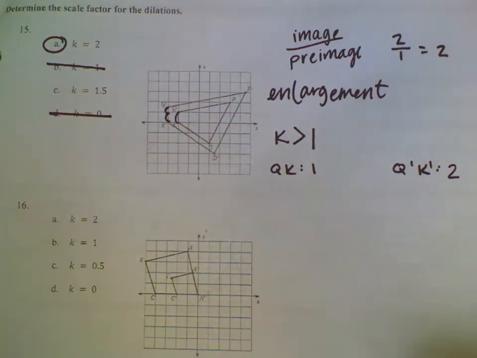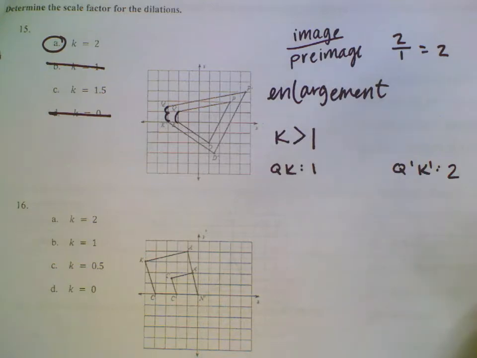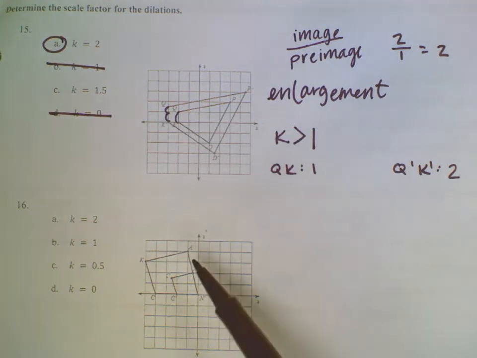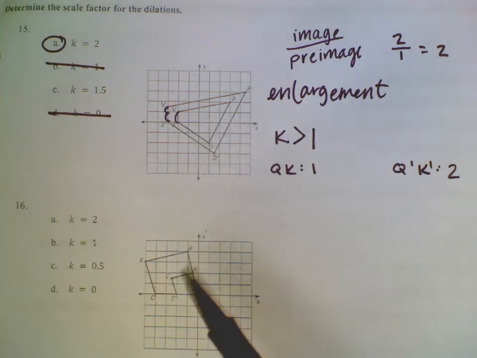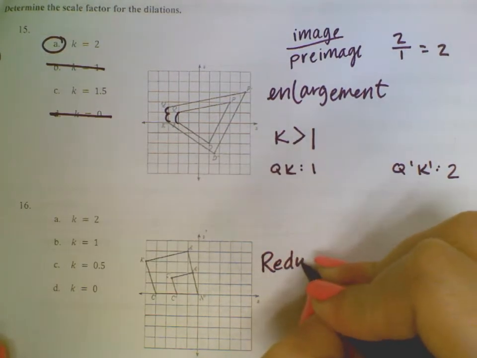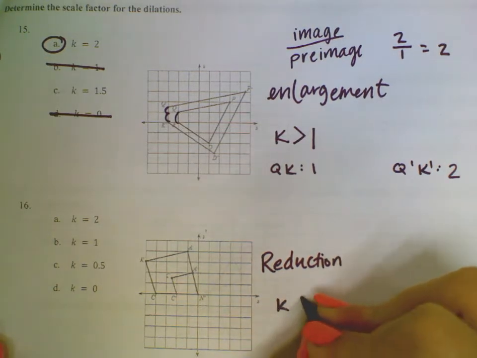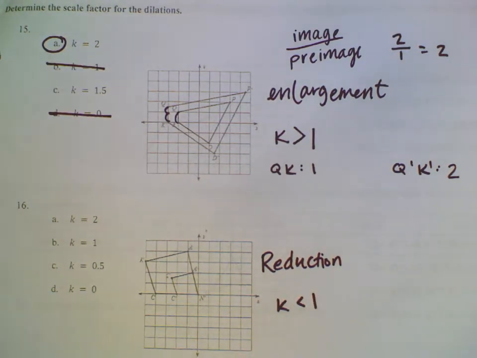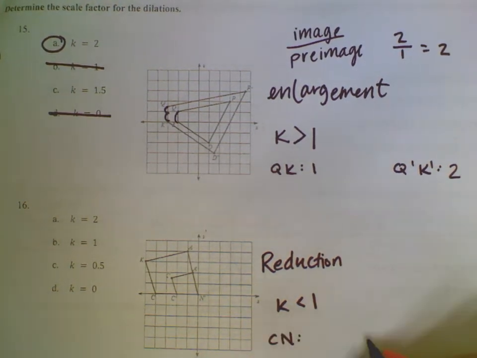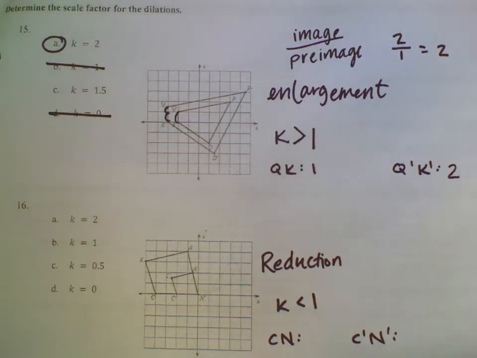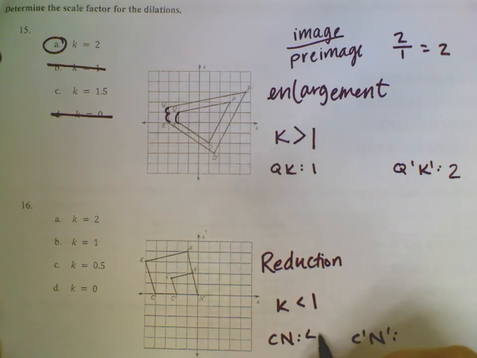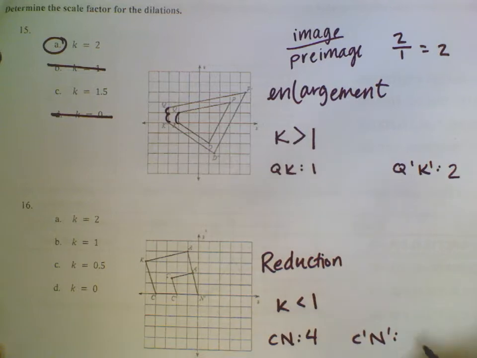For number 16, it's asking us again for the scale factor, so I need to figure out which of the two figures is my pre-image and my image. So my pre-image is going to be the one that does not have the primes, which is the larger one. That means if I start here and I shrink down, that is going to be a reduction. And reductions have a scale factor that is less than 1. So I'm going to compare side lengths. So I'm going to compare CN and C prime, N prime. CN has a distance of 1, 2, 3, 4, and C prime, N prime has a distance of 2.